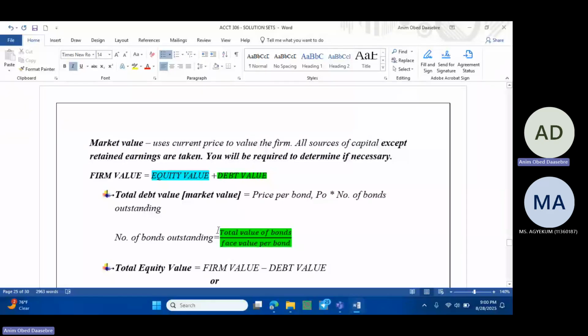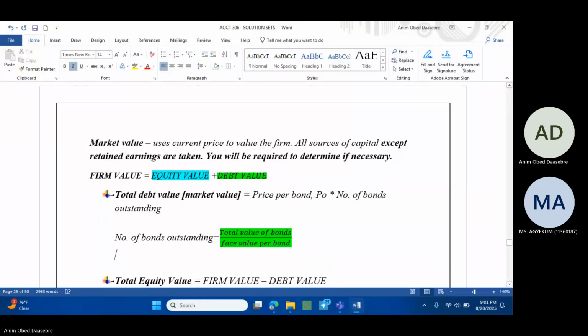Now, if they don't give it to you, then you have to compute the number of bonds using this formula: total value of debts, total value of bonds. So the total value of bonds will be given to you. Then you divide it by the face value per bond.